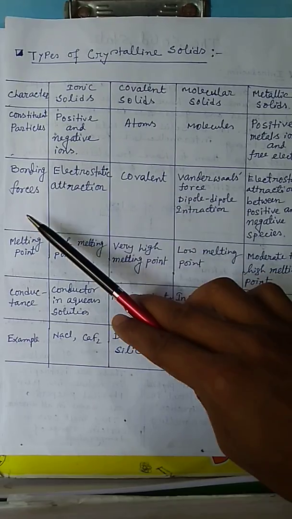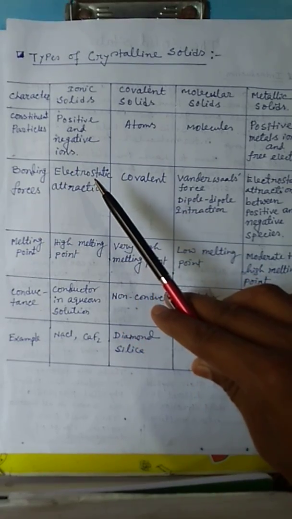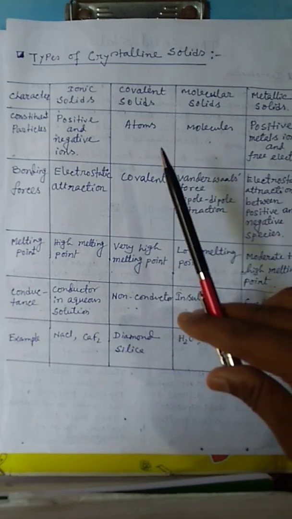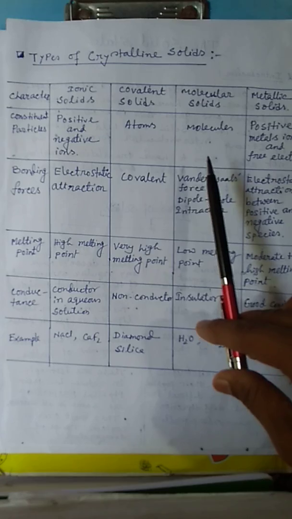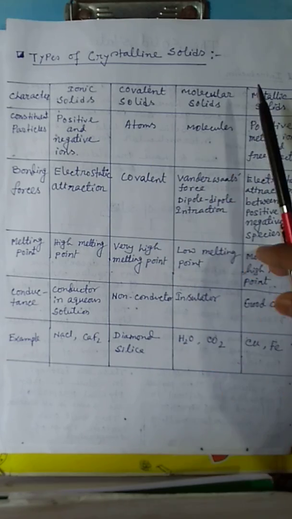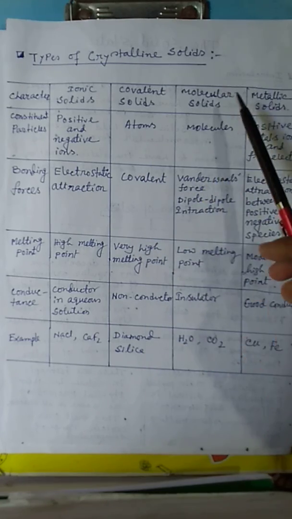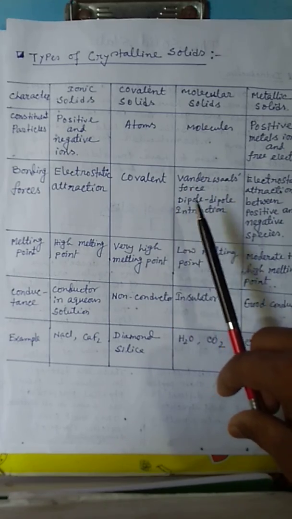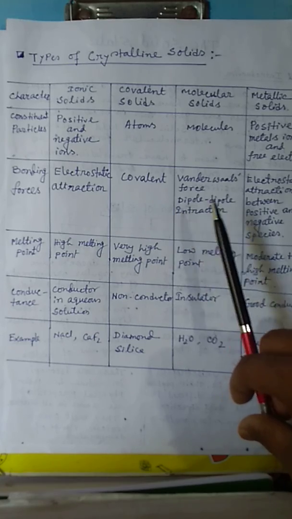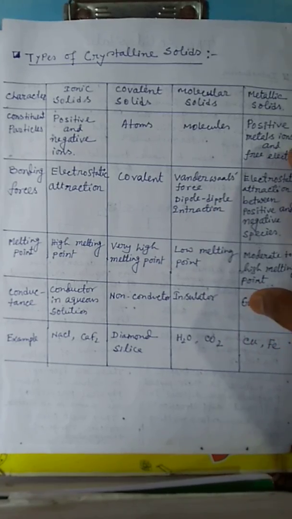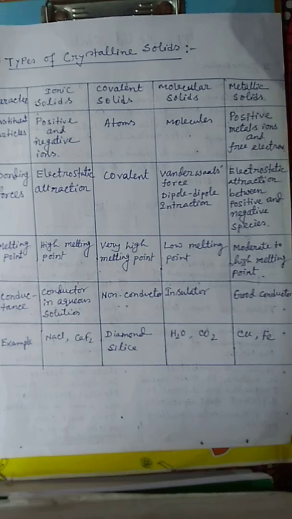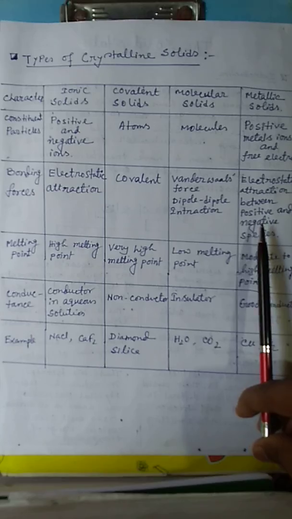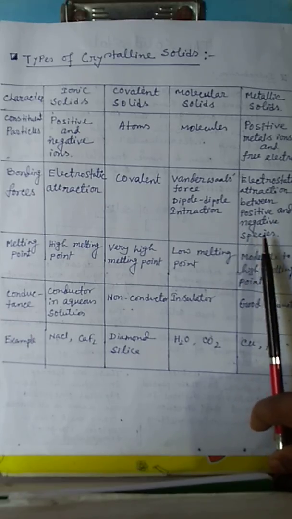Second point, bonding force. In ionic solids, the bonding force is electrostatic force of attraction. In covalent solids, the bonding nature is covalent bond. In molecular solids, the bonding forces are van der Waals force of attraction and dipole force of attraction. And in metallic solids, the bonding forces are electrostatic force of attraction between the positively and negatively charged species.